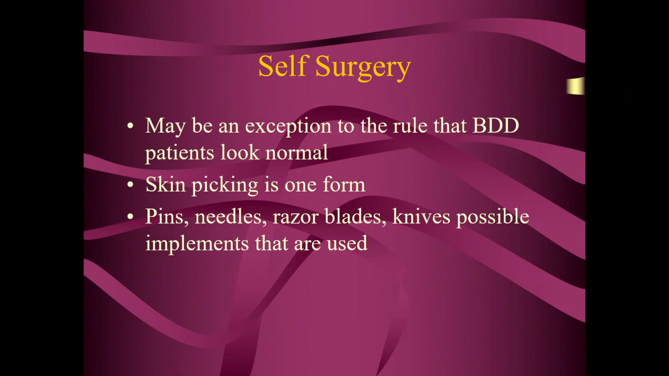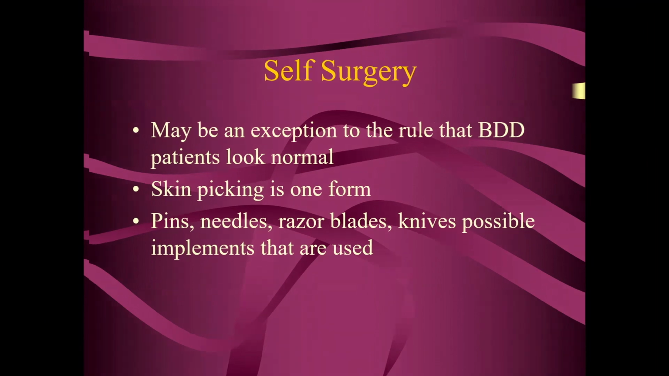Skin picking is considered to be a form of self-surgery, but people have used pins, needles, razor blades, and knives as implements of self-surgery. Dr. Phillips, who's the pioneer in this field, talks about one patient she had who no doctor would give a rhinoplasty, a nose job. So the patient got a piece of chicken cartilage and inserted it themselves into their nose in order to make their nose appear more normal.